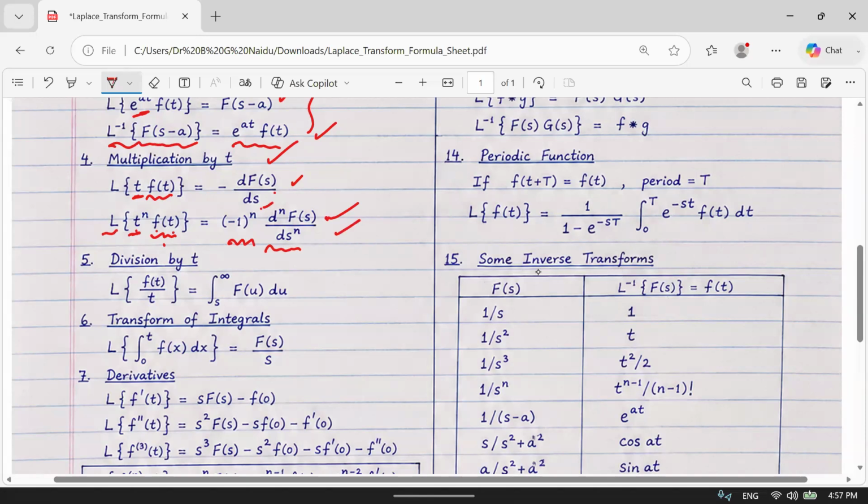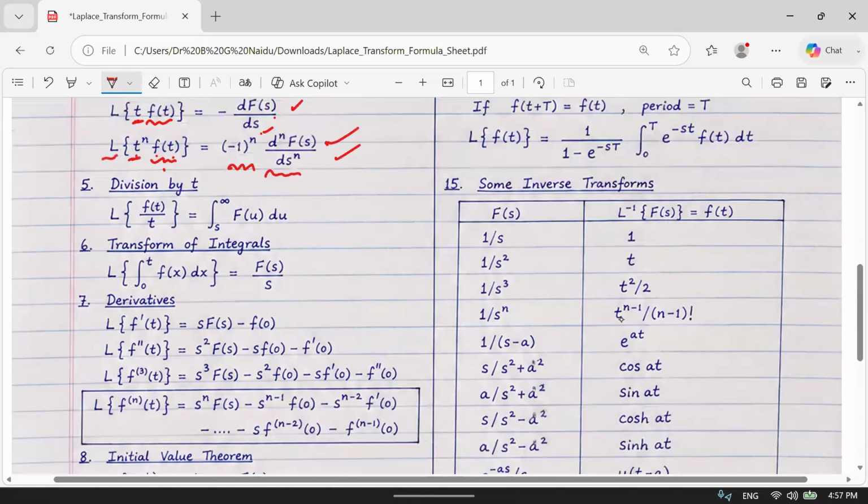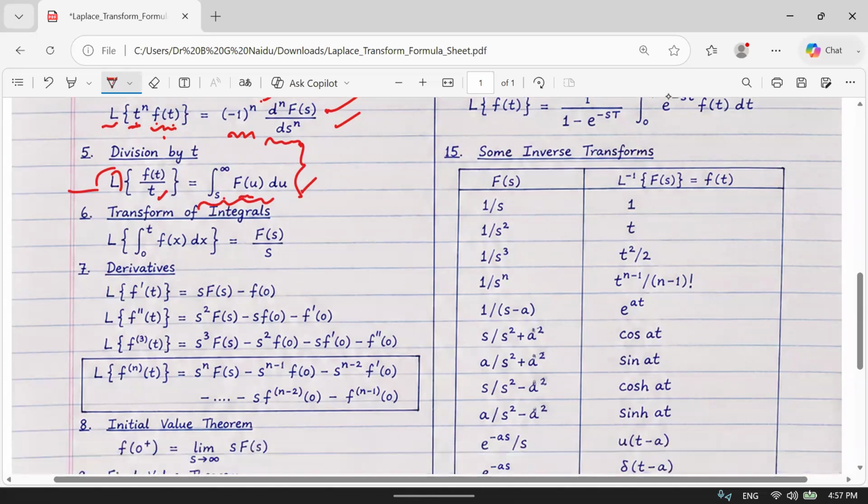And another formula is division by t. If there is a function like f of t divided by t, and you want to find its Laplace transform, you simply integrate from limits s to infinity of f of u du. Then there is the Laplace transform of integrals. If you have the Laplace transform of the integration from 0 to t of f of x dx, then you will apply this formula.